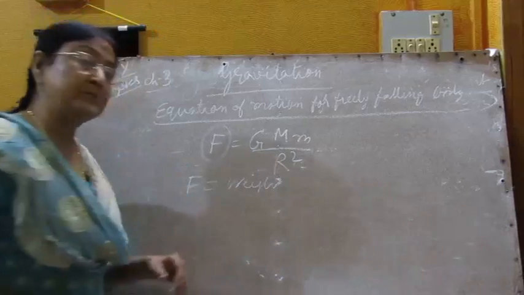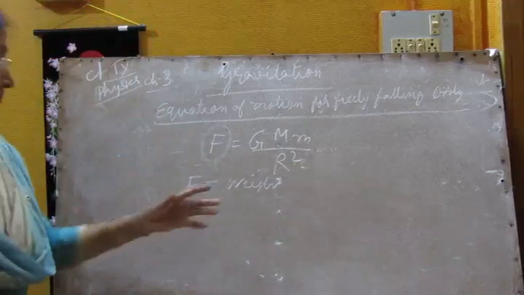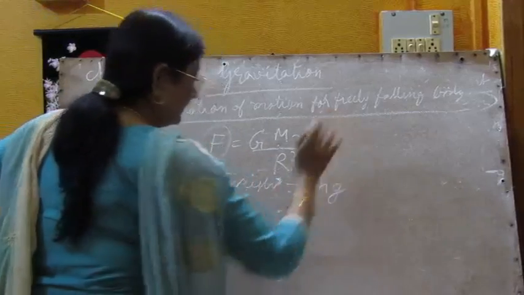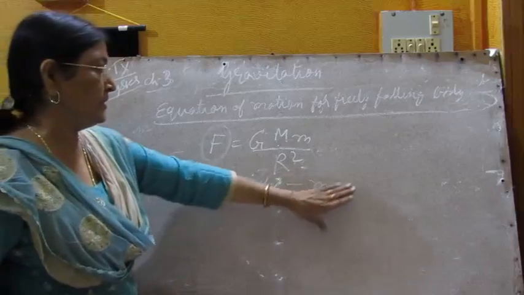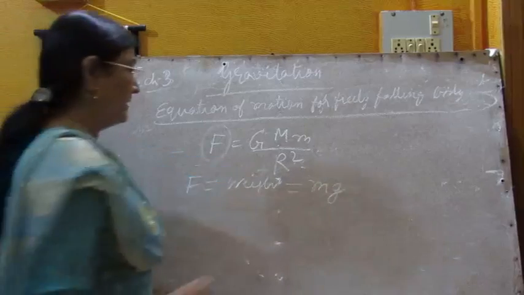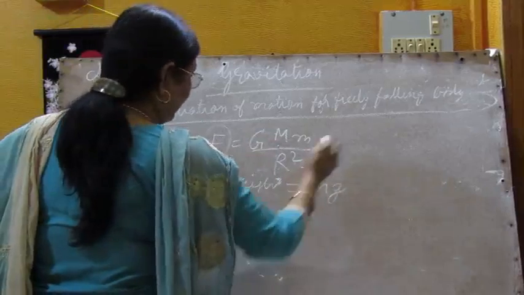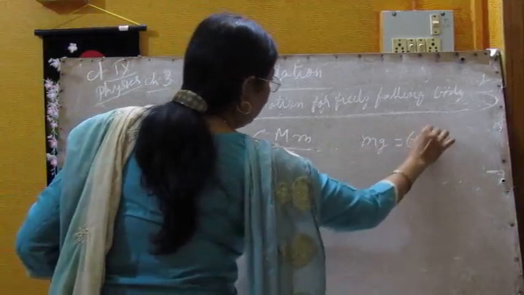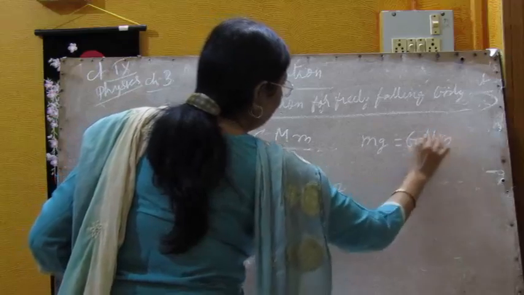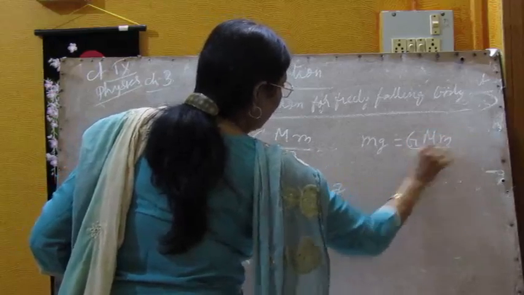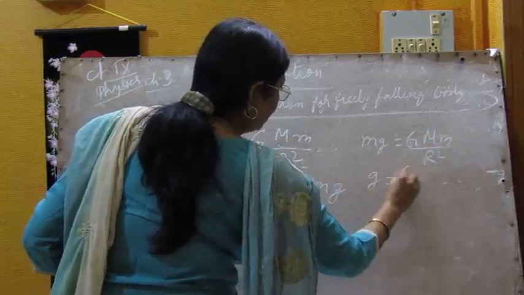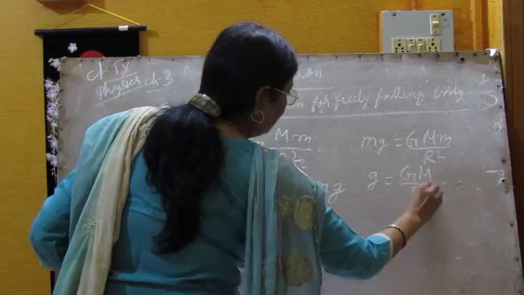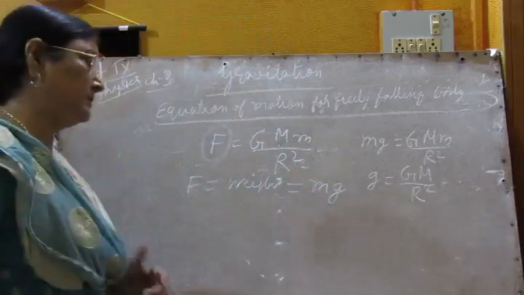The weight of the object is nothing but the force. Then weight, I have to write mg, where g is the acceleration due to gravity. Now in place of F, if I put mg, then what will come? G capital M small m by r square, or g equals GM by r square.